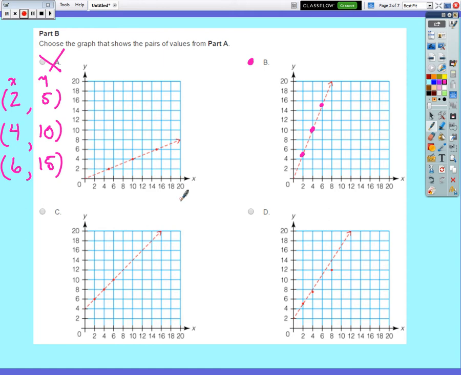Just want to go ahead and verify that C and D do not work. It does say choose the graph. It's not plural, but just check. We have 2 and 6. That does not work. We have 6 and 10.